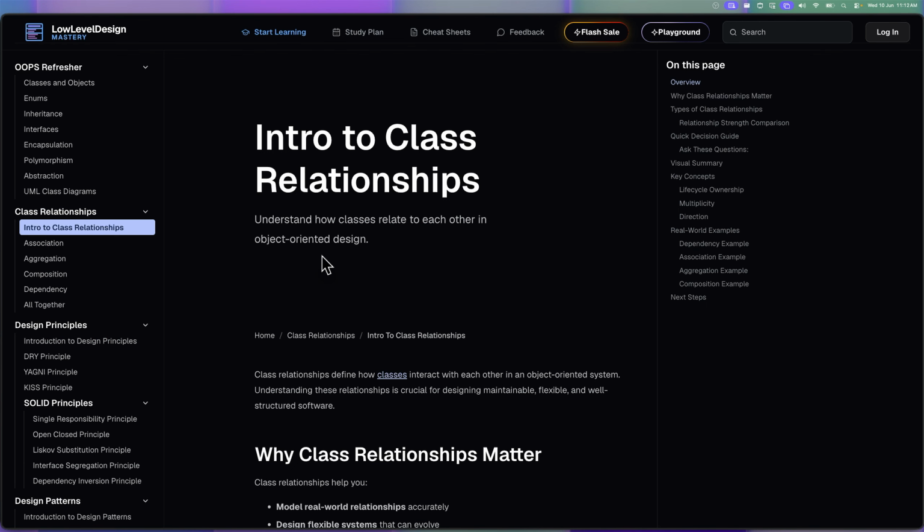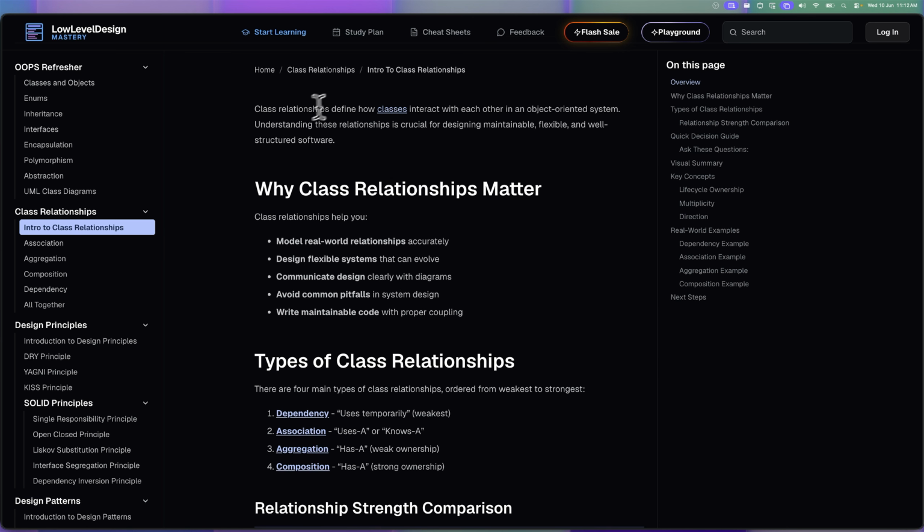Okay, so now that we have understood the concept of UML diagrams and how to represent using them, let's understand how to represent the relationships, right? Before that, we have to understand what relationships are in the first place. Class relationships define how classes interact with each other in an object oriented design system, right? Let's say you have two classes, a car class and a motor class, right? So how are car and motor classes related to each other? It's easy, right? A car has a motor, right?